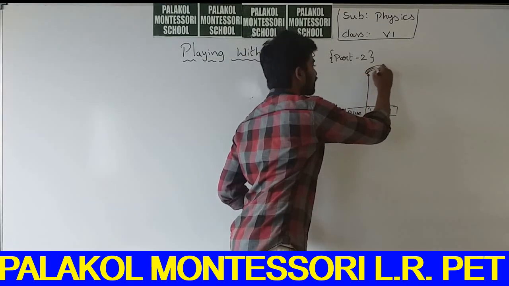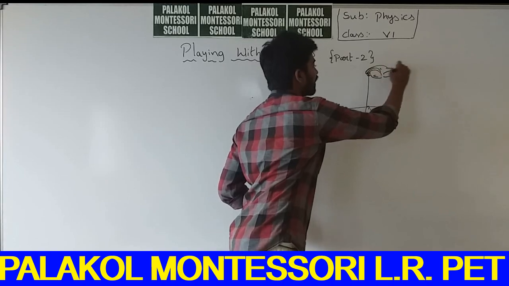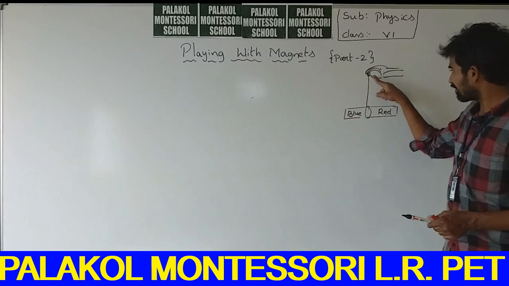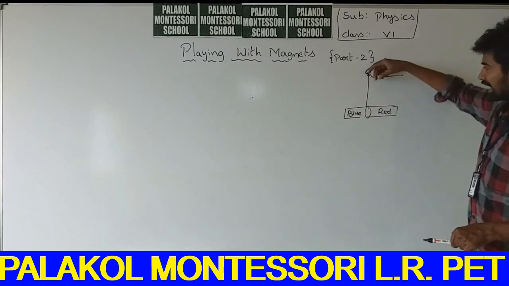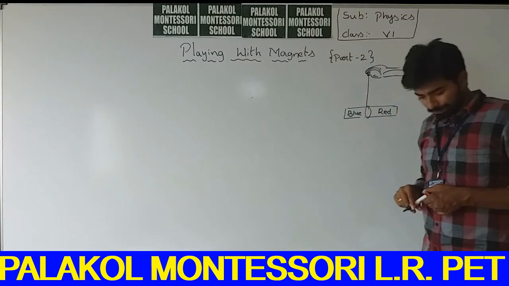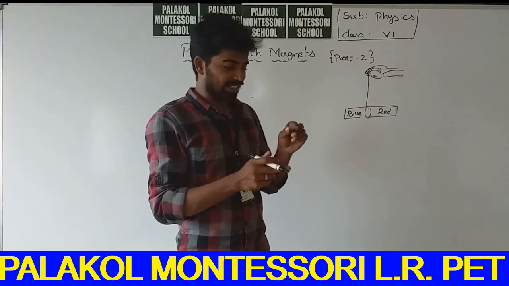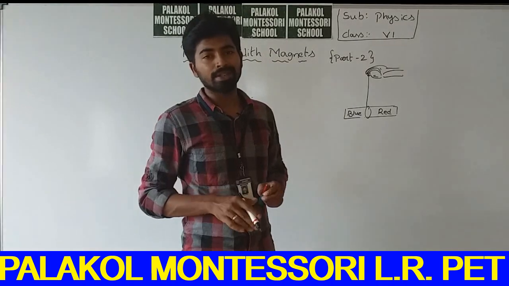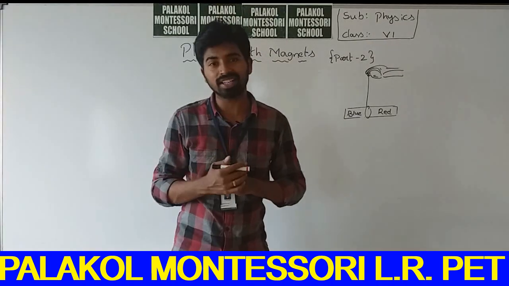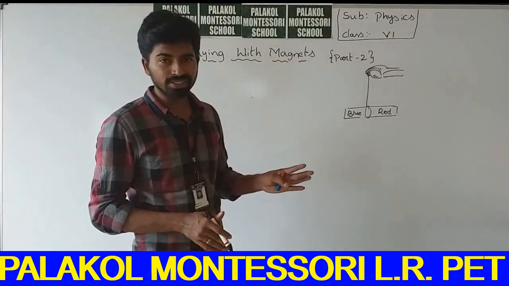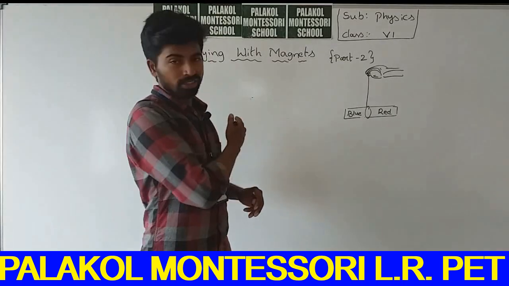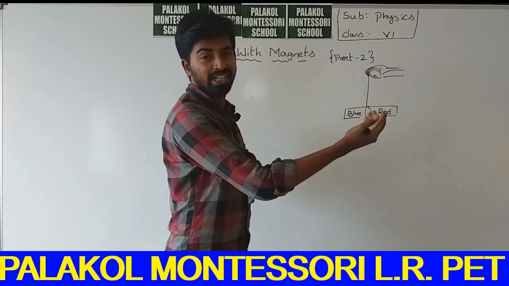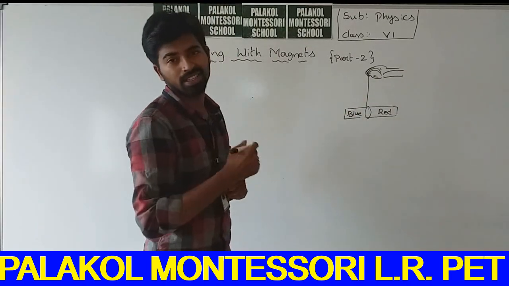Let us say this is my hand. I am holding the bar magnet, which is tied with a thread, like this. Here you can observe the red color and blue color. Do you know how many directions there are? There are four directions: east, west, north, south. How can you identify the directions? The side from which the sun arises is called east.